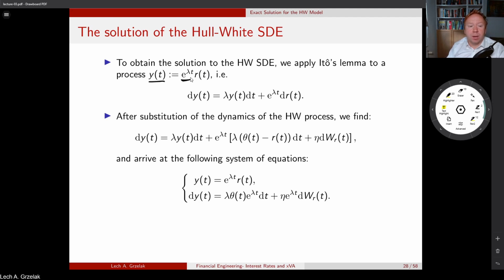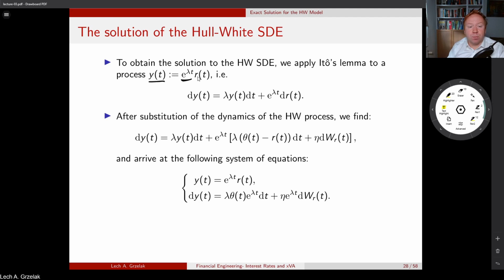With this definition of a process, it is always possible to define y_t, because if I just divide both sides by e to the power lambda t, I go back to r_t. So this is just a convenience choice. How we scale, we can do whatever we want, as long as this scaling is continuous and well behaved. It doesn't really matter what we choose here, but this particular choice will be very handy.